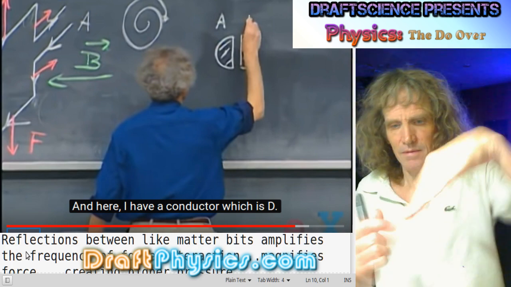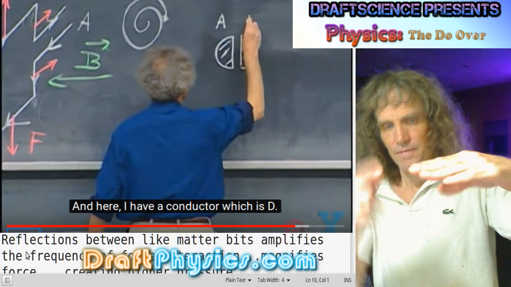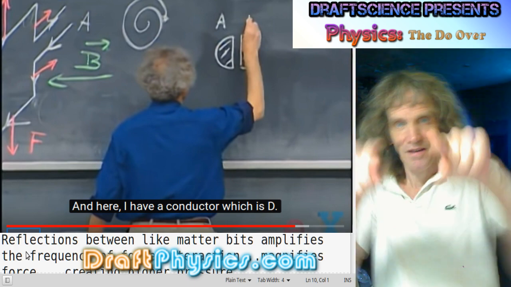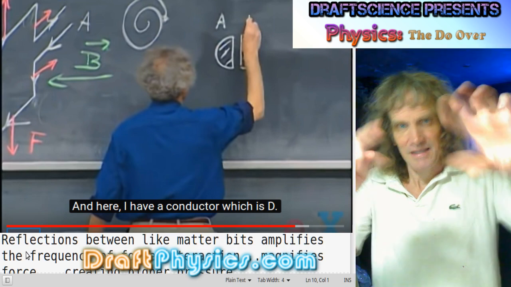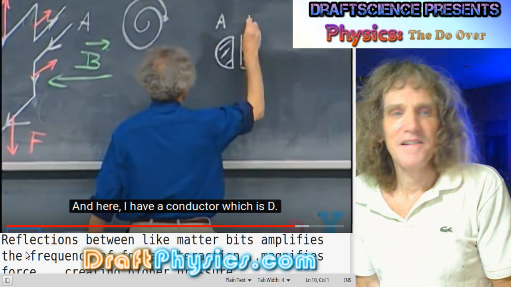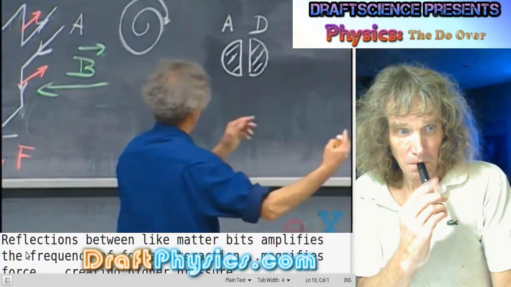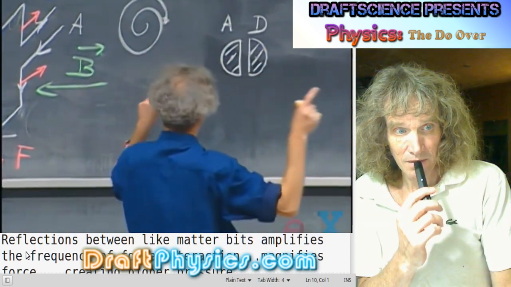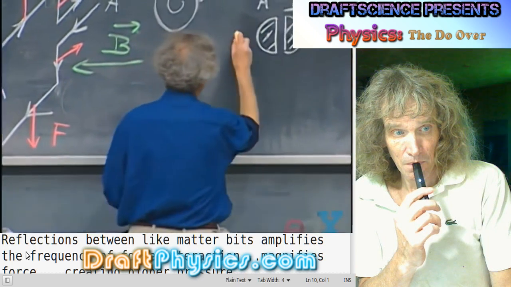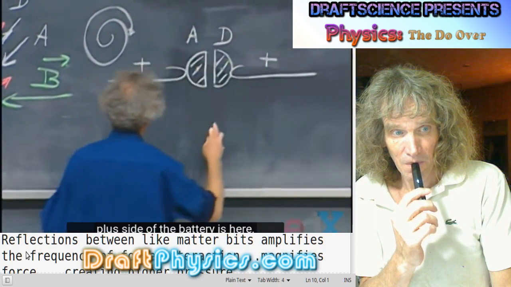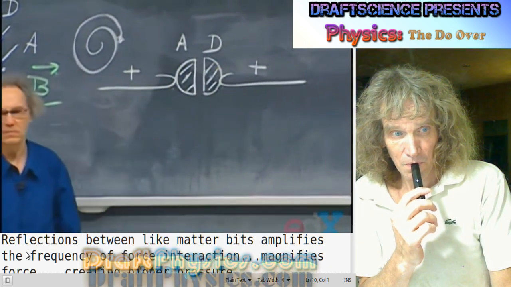This idea of having the two wires turn and still connected to the electricity. This D. So the loop is where you are. Solid wires coming out the loop is here. But now the plus side of the battery is here, and the minus side of the battery is here, and this is a slipping contact.